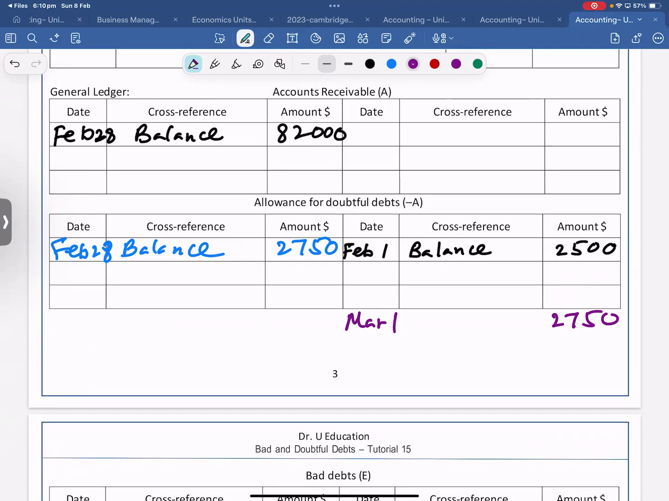Now look at this. Don't be creative at this point, and don't jump. Have a look. I'm going to balance this. Which side is higher? Debit. Okay, so I'm going to write it and also repeat it here, 2,750. Now what has happened? There is a gap. 250.